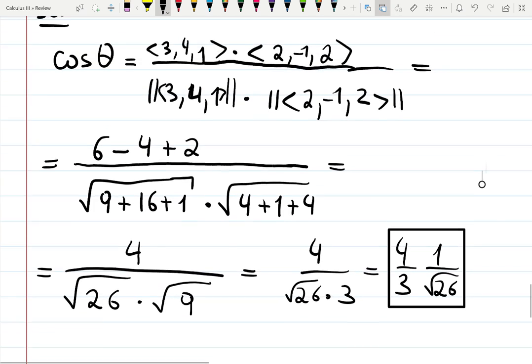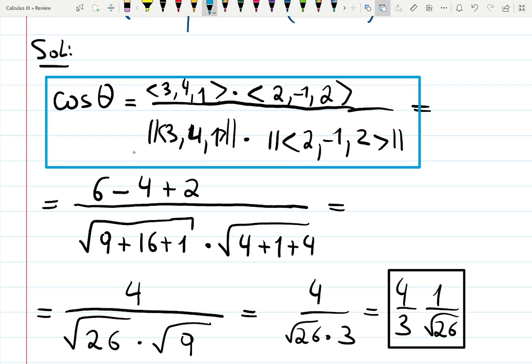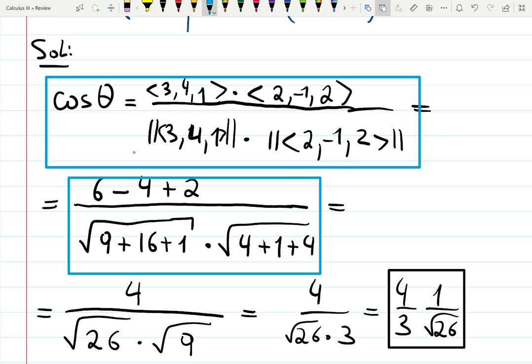After all, this is Calculus 3 material, and if you really want to play with algebra, just have some free time and do it. And I will keep it as it is. The most important part is over here, because I would start writing down the formula right away. 6 minus 4 plus 2 over the square root times the square root gives me 4/3, because square root of 9 is 3, over square root of 26.